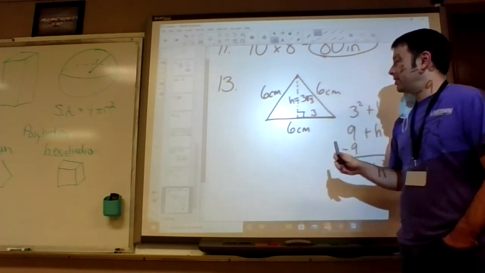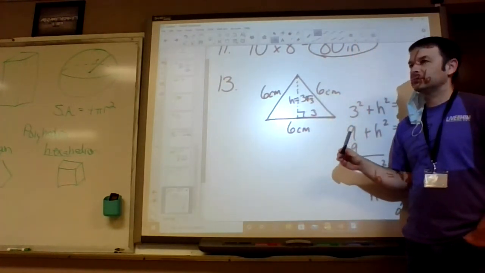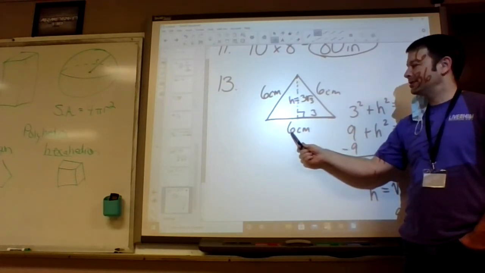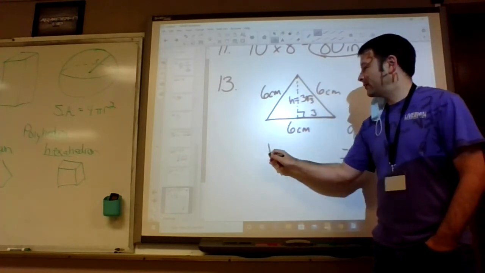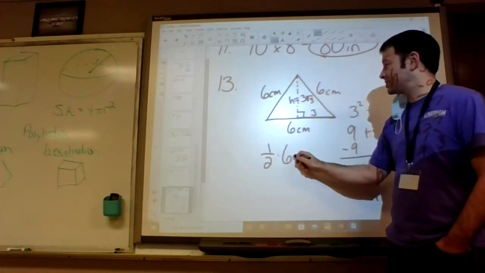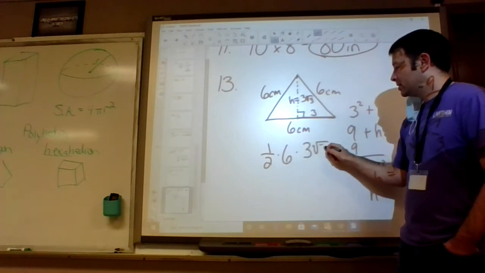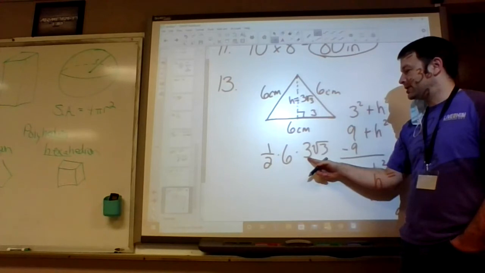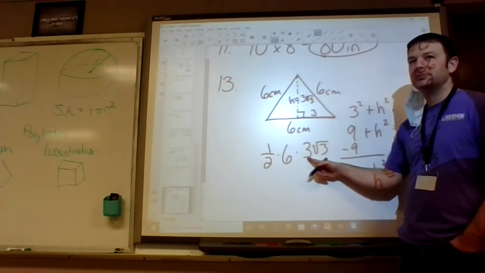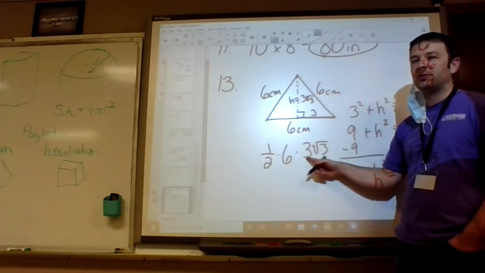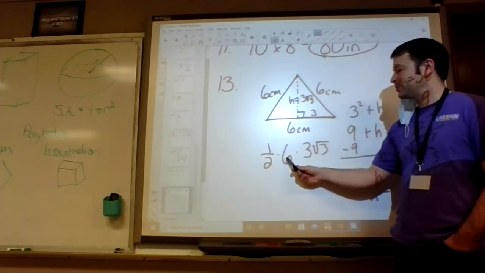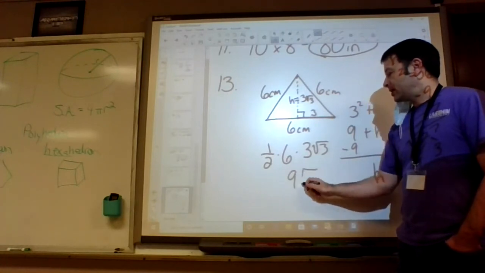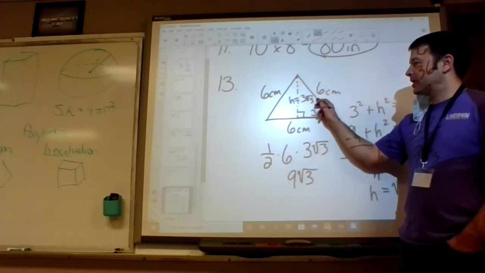So how do we find the area of a triangle? One half times base times height. 1/2 times 6 is 3, and 3 times 3 square root of 3 is 9 square root of 3. We're not doing decimals on this one. Okay, that's the area of this triangle.